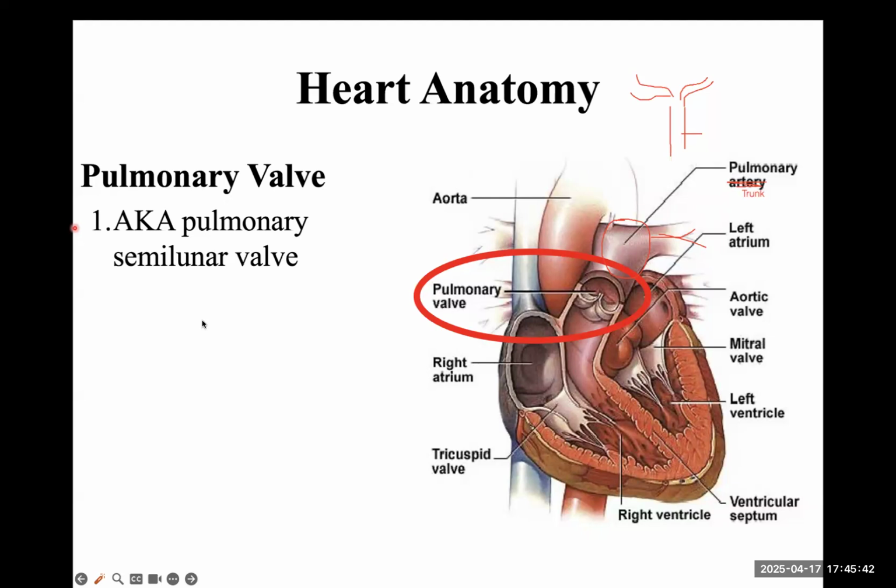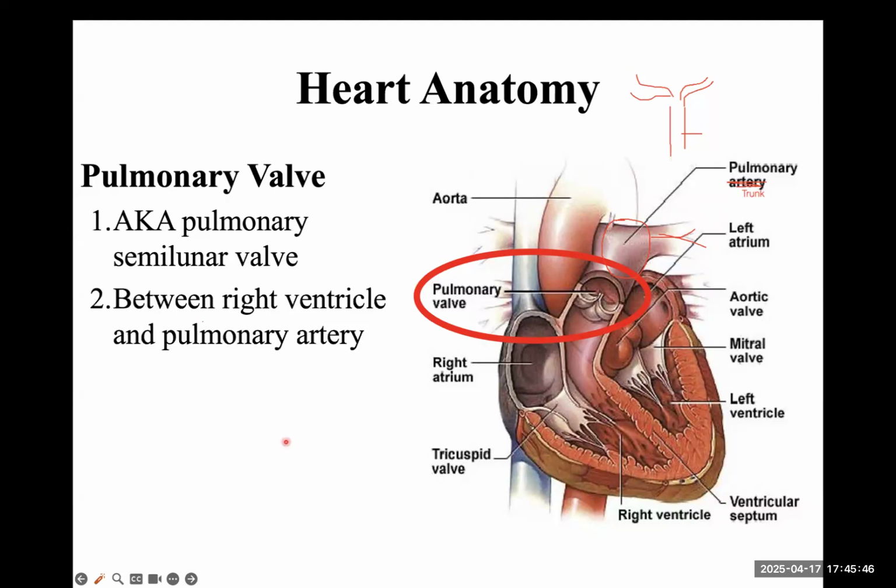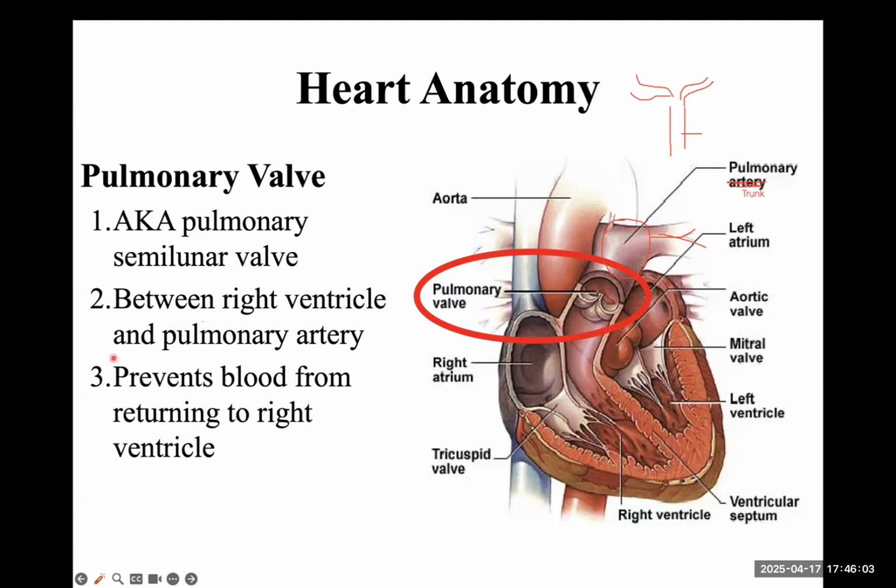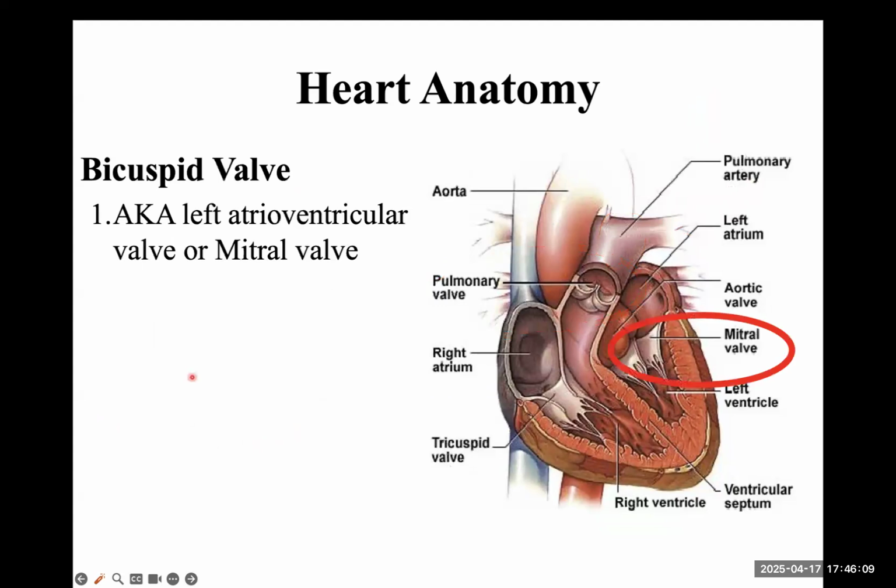So I said it's found between the right ventricle and pulmonary trunk, not the artery, the pulmonary trunk. So between the right ventricle and the trunk, there's the valve. It prevents the blood returning to the right ventricle. All the valves, they prevent the backflow.